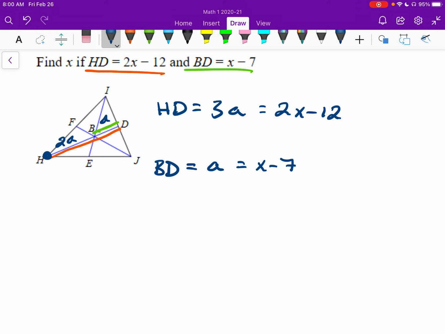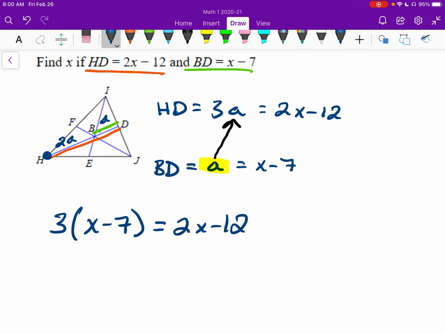All right, now it's set up a whole lot like the last one. We have a single A, nothing in front of it. So I'm going to take this and plug it into the other A. So this will be 3, parenthesis, x minus 7 equals 2x minus 12. So 3x minus, oh good grief, what is that? 14, 15, 16, 17, 18, 19, 20, 21. There it is. Is 2x minus 12.